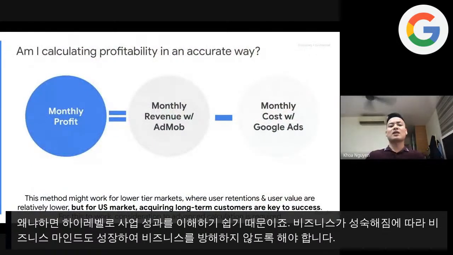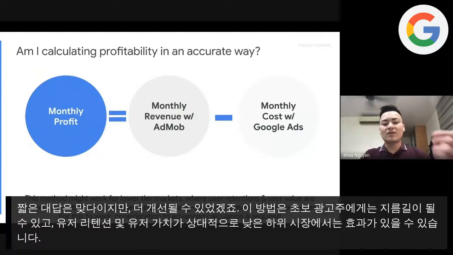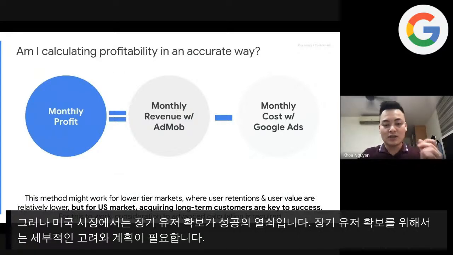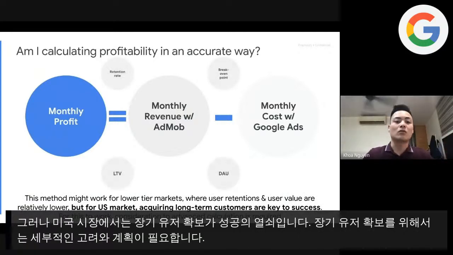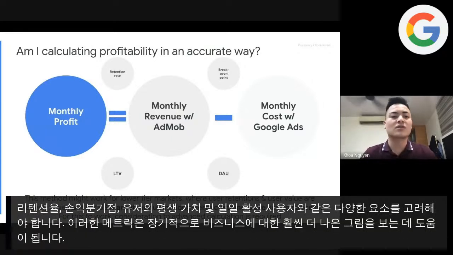My question to you is, am I calculating the profitability in an accurate way? Well, the short answer is yes, but it could have been done better, right? This method might work for lower tier markets where the user retention and user value are relatively low. But for the US market especially, acquiring long-term customers is key to success. And for this to work, you need to consider many more factors: retention rate, break-even point, lifetime value, daily active users. All these things are critical and need to be considered.